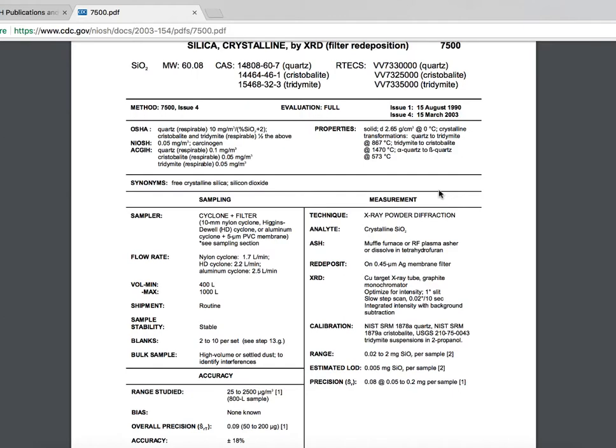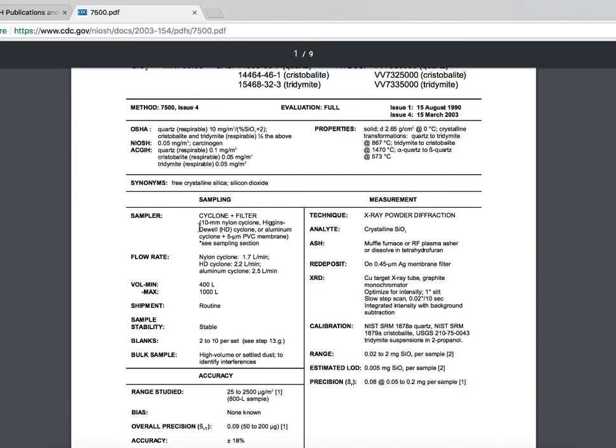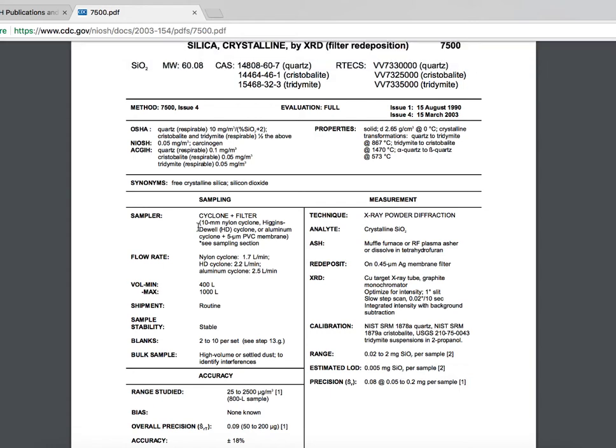So here I've pulled up the method for sampling for crystalline silica. And you can see it tells me that my sampler should be a cyclone and a filter. And I can use a nylon cyclone, an HD cyclone, or an aluminum cyclone. And no matter which one of those cyclones I use, I'll need a 5 micrometer PVC membrane filter to put inside of my filter cassette.